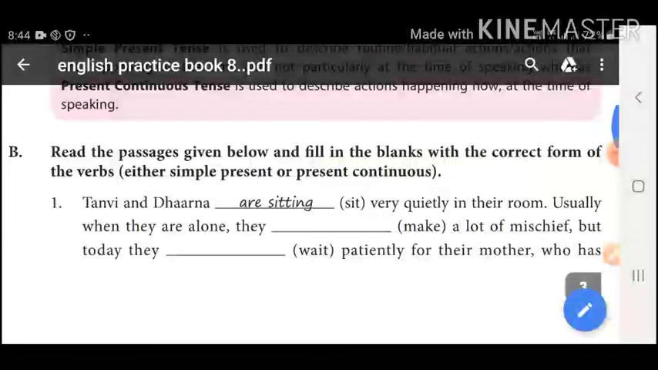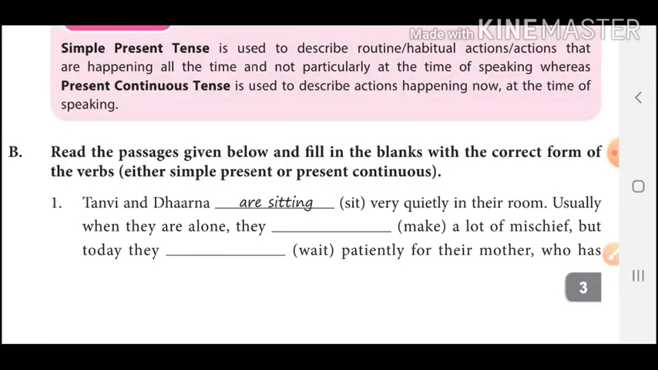Now come to the B. Read the passage given below and fill in the blanks with the correct forms of the verb, either simple present or present continuous tense. So I will give you this to complete. I hope you all will understand the use of simple present tense and present continuous tense.